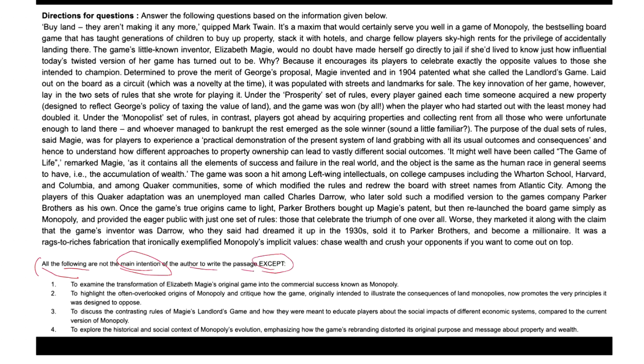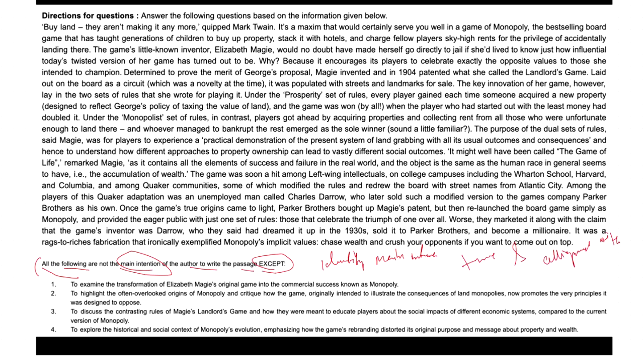Now, what does the question ask actually? The question asks which option correctly identifies the author's main intention. Intention for what? Intention for writing the passage, isn't it? And it asks you to find the one intention that is true and aligned with what the author is trying to convey, isn't it? So let's look at the text choices given below.